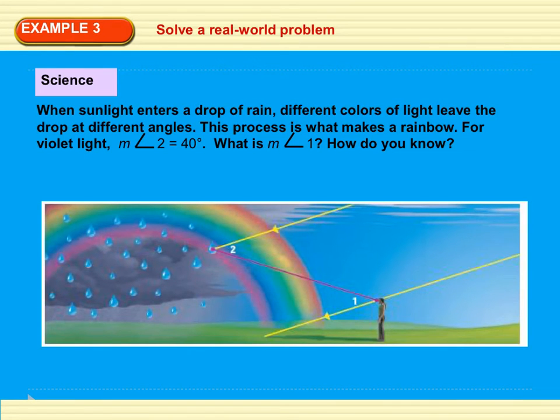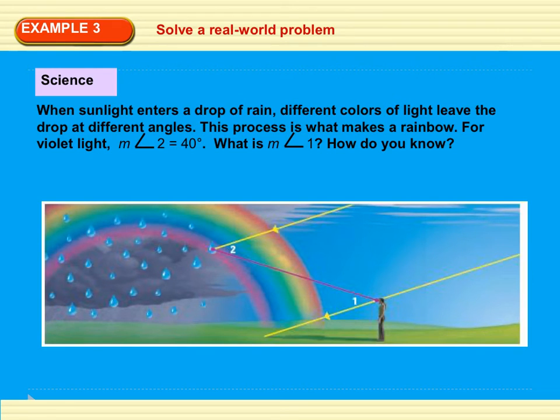The next slide says, when sunlight enters a drop of rain, different colors of light leave the drop at different angles. This process is what makes a rainbow. For violet light, the measure of angle 2 is 40 degrees. What is the measure of angle 1, and how do you know?